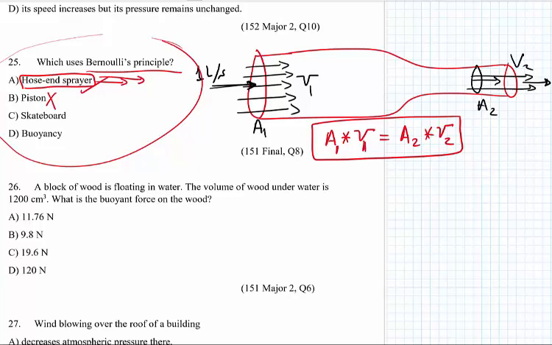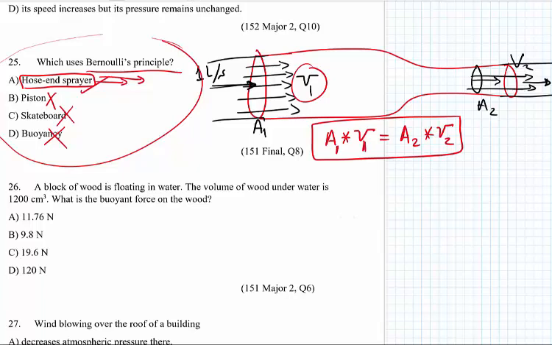Piston, of course, it's Pascal principle. Skateboard, of course not, and buoyancy is Archimedes, if you remember this. So again, in this tube, if the area increased, the velocity decreased, and if the area decreased, the velocity will increase. What about the pressure? Also, the pressure and the velocity are opposite to each other. If the velocity increases, the pressure inside the tube will decrease.